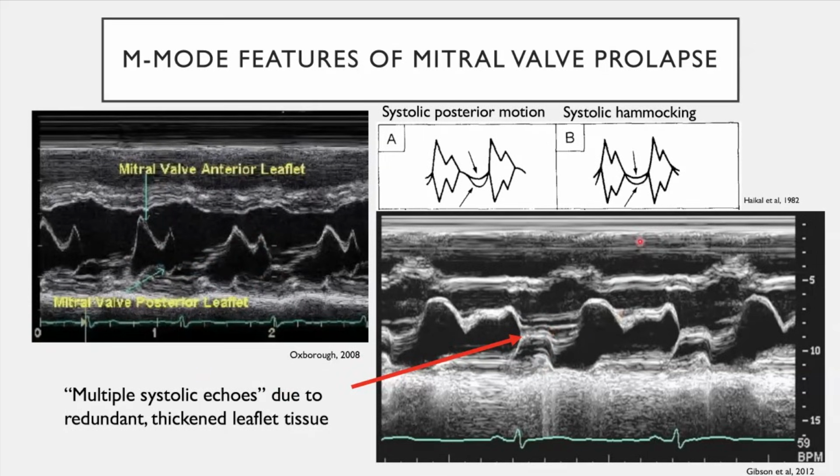Similarly, you can get systolic hammocking, where it's more holosystolic, with displacement of the leaflet throughout systole, and it looks like a hammock appearance. I have a picture of that on a following slide. Another finding is called multiple systolic echoes, where you see multiple parallel lines in sequence, and this is due to the redundant thickened leaflet tissue.